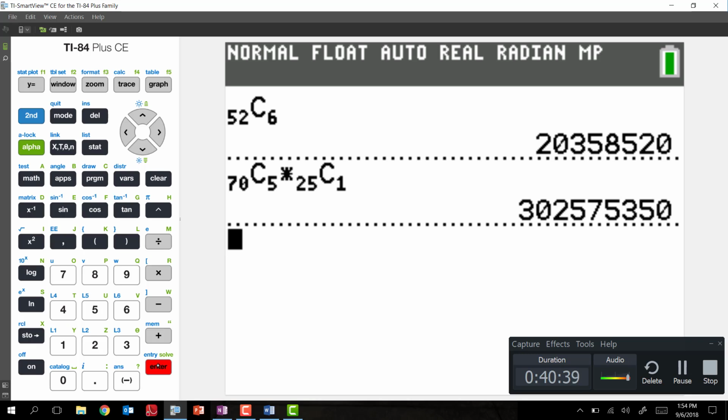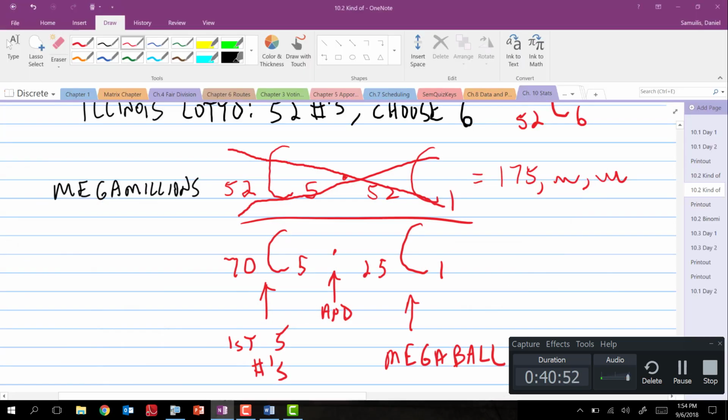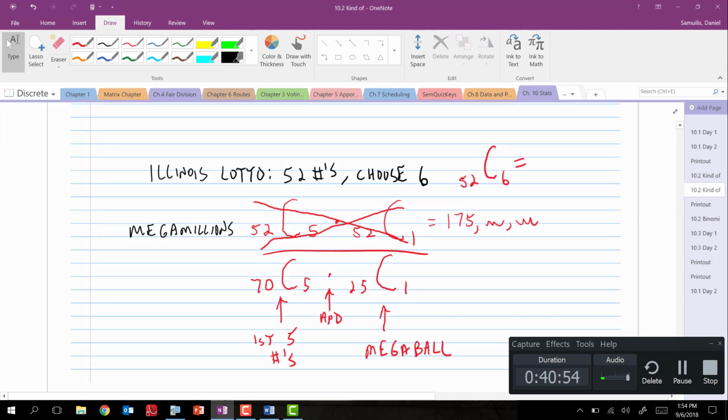So what are your odds when you buy one ticket for Mega Millions? What is your probability of winning? 1 out of 302,575,350. I always like ending this with Mega Millions and Illinois Lotto so that you know what your chances are of actually winning those scenarios.